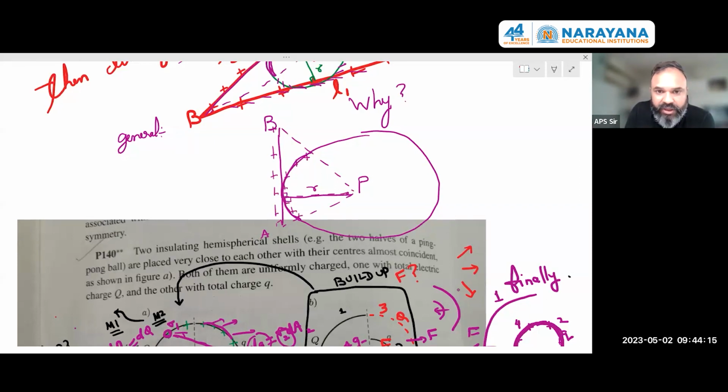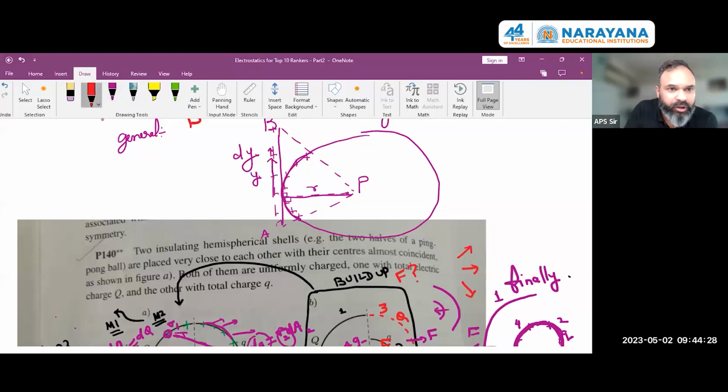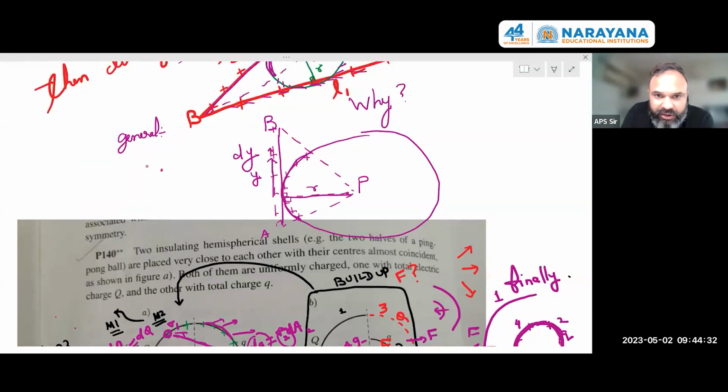And the field because of this charge is equal to this line. How come? So for that, take a differential dy, go to a general y, take a dy here. And the other student, what he will do? He will go to a general theta. Just look into this projection here. At theta, draw a general d theta.